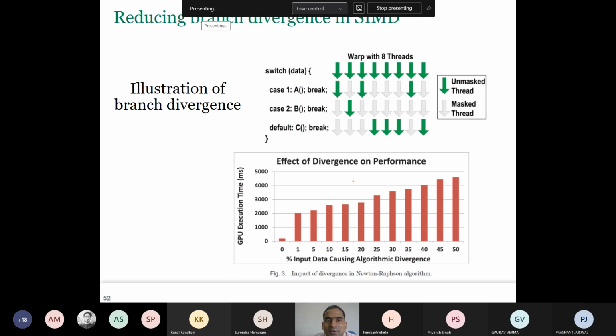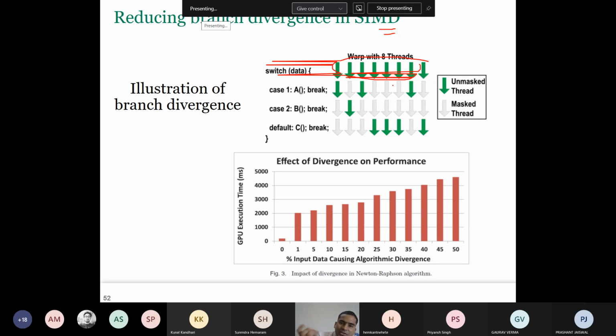Okay. So now further, let us see reducing branch divergence in SIMD. Till now we have not discussed SIMD, but here anyway, we are just discussing some approximate computing techniques. What happens in SIMD architecture or GPU architecture is that we have, suppose, a warp with a certain number of threads. Suppose here we have 8 threads.